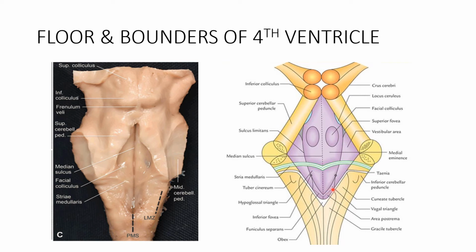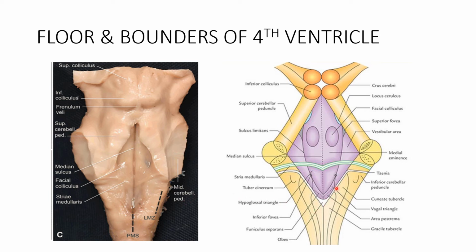Below the funiculus separans, the area between the funiculus separans and the dorsal tubercle is called the area postrema. This area consists of highly vascular neuroglial tissue. You can appreciate it over here on this side. So this is the hypoglossal triangle, this is the vagal triangle, and this is the area postrema.